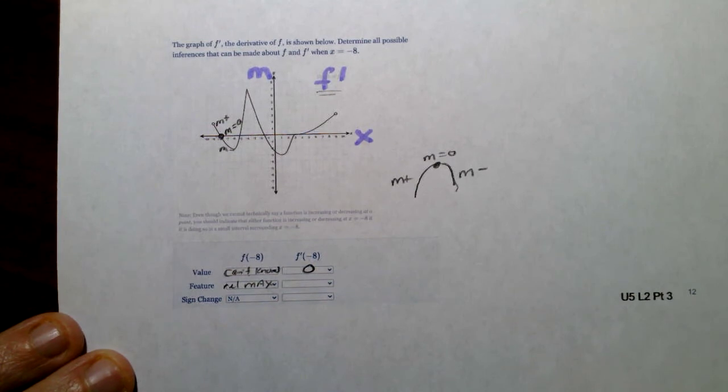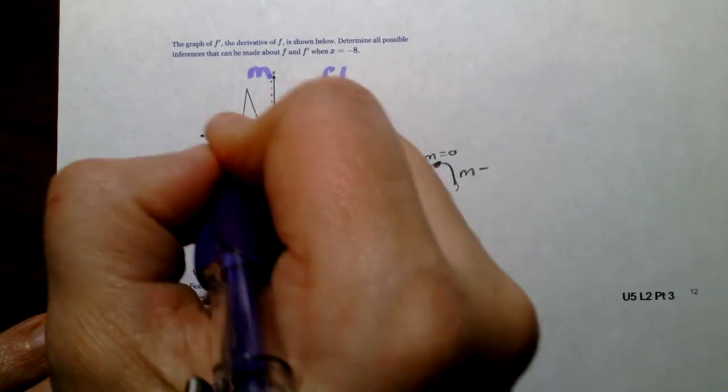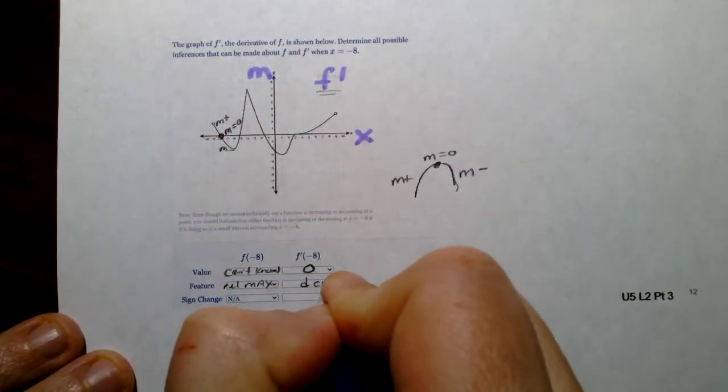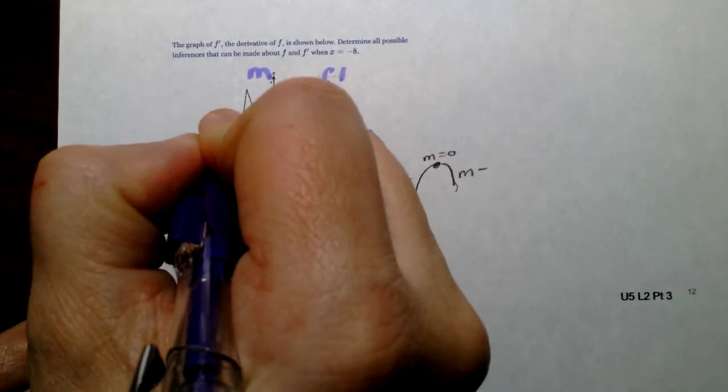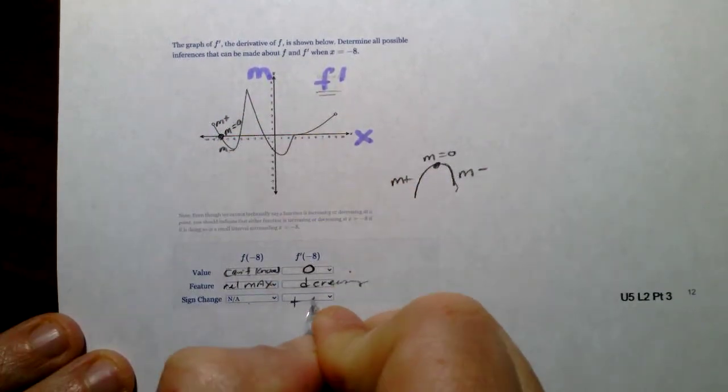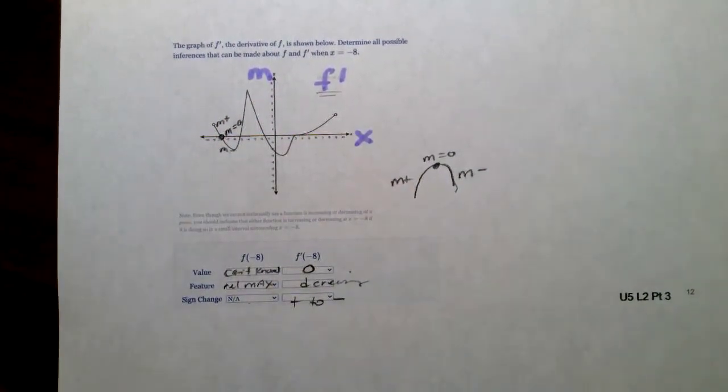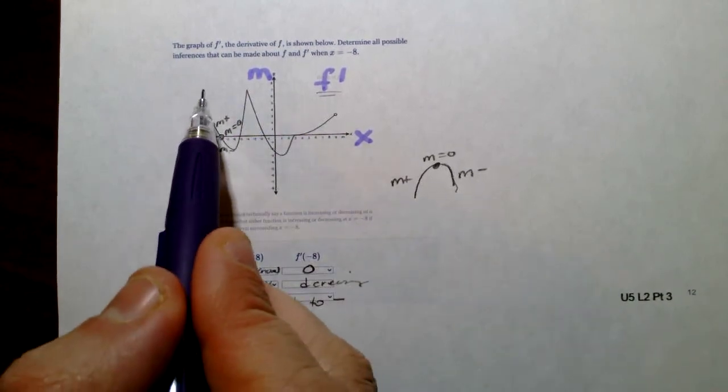Well, what's going on with f prime? Well, on f prime, this is decreasing. We don't have a sign change, but notice how we went from m positive to m negative. All right, so sign change has to do with what's happening with y.